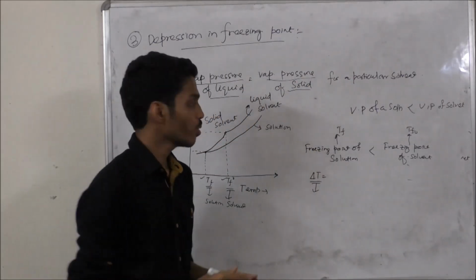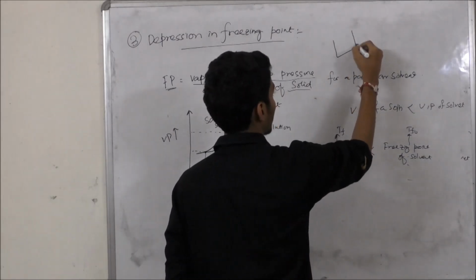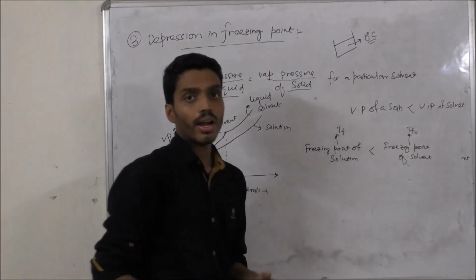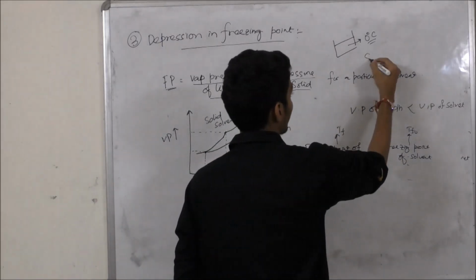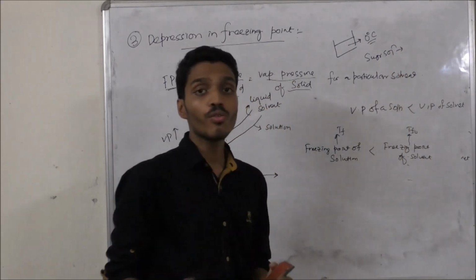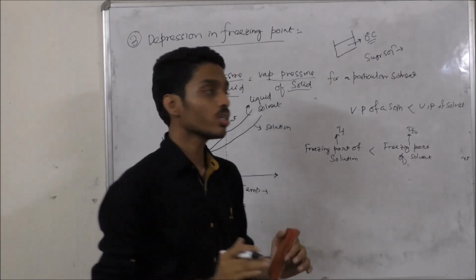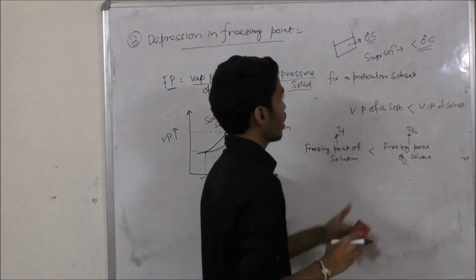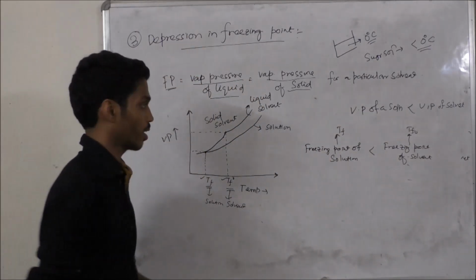And if I give an example, you will understand it properly. Suppose we have water and it freezes at 0 degree Celsius. If we take a solution of water, suppose a sugar solution, that means the sugar solution is not going to freeze at 0 degree Celsius. Rather, it will freeze at minus 2 degree Celsius or minus 4 degree Celsius or whatever, but below 0 degree Celsius. And the difference between these temperatures is known as depression in freezing point.